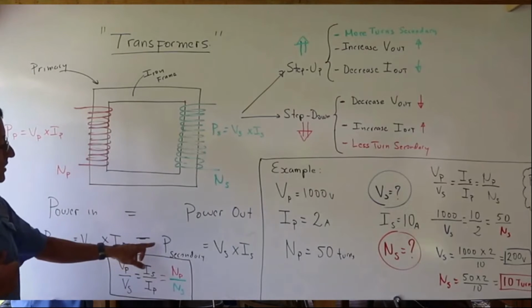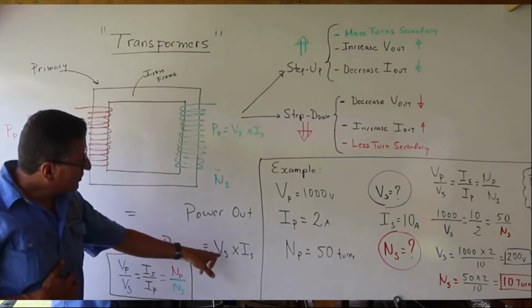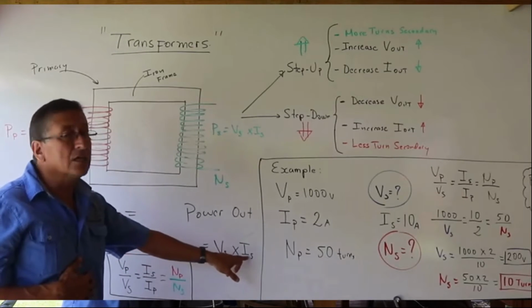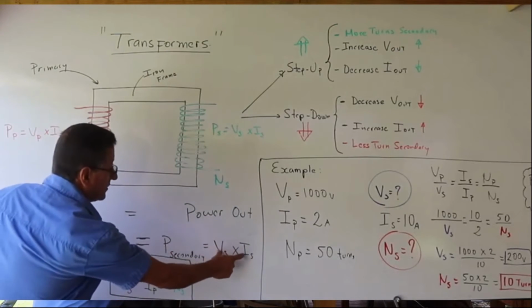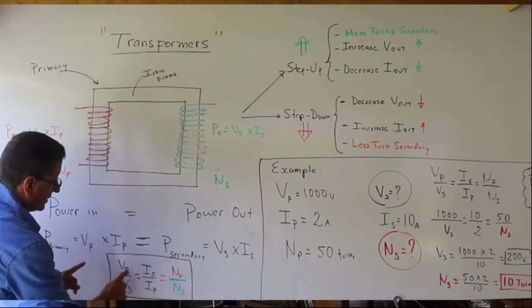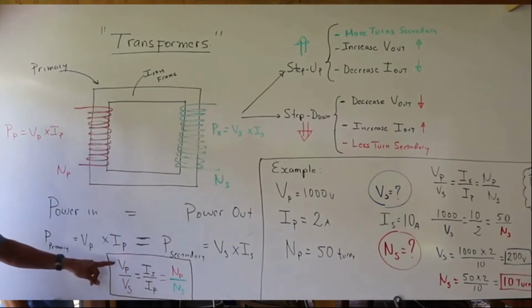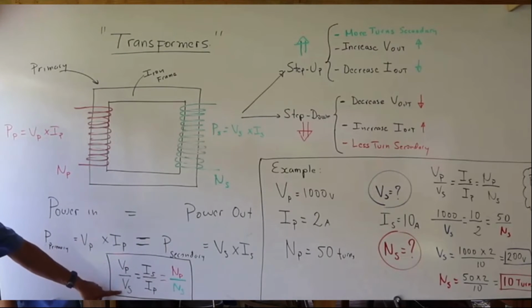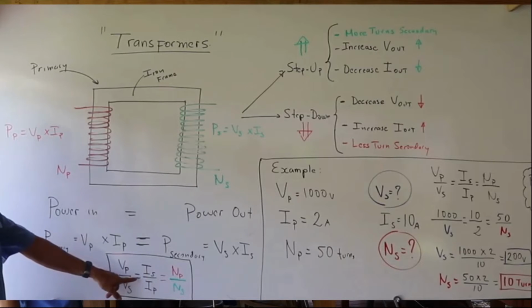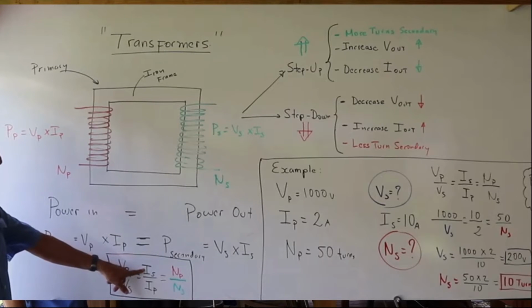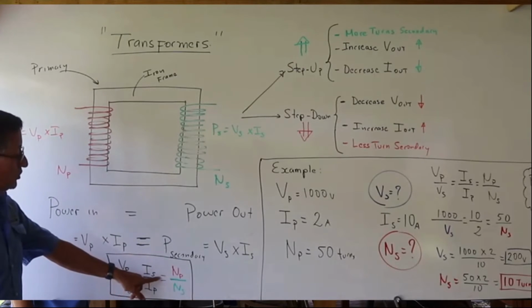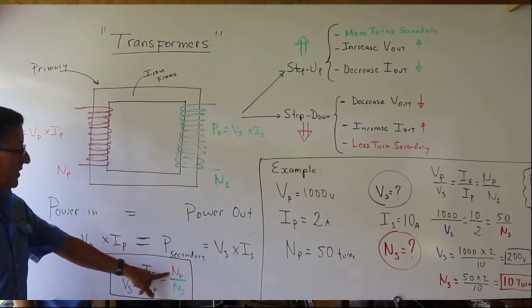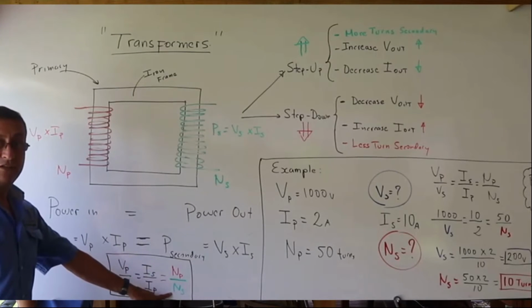The power in the primary should be equal to the power in the secondary: voltage in the secondary times intensity in the secondary. If I have this one equal to this, I can organize that formula in this way. Voltage in the primary divided by the voltage in the secondary should be equal to intensity in the secondary divided by the intensity in the primary, and also should be equal to the number of coils in the primary divided by the number of coils in the secondary.